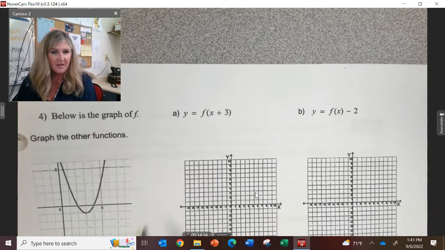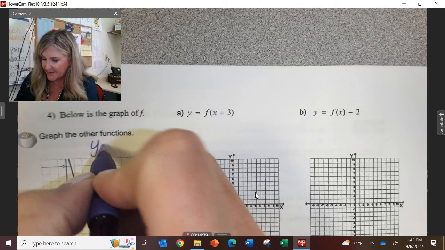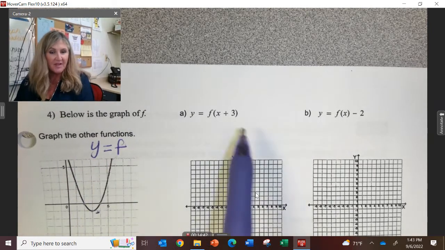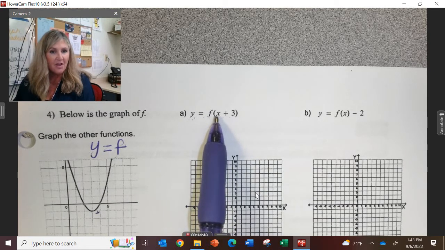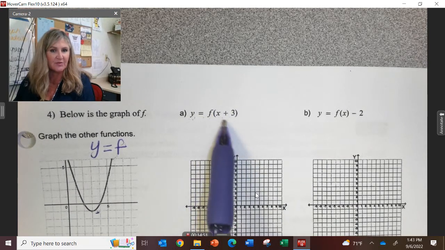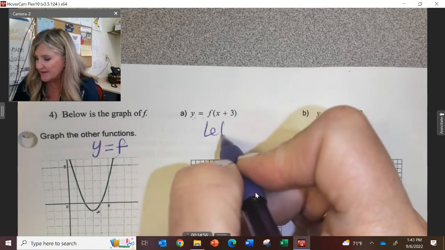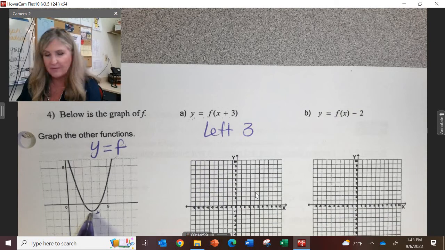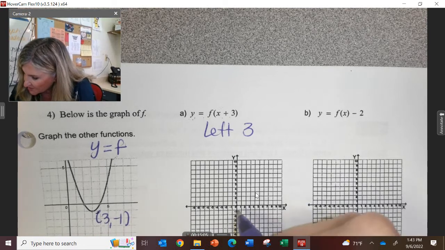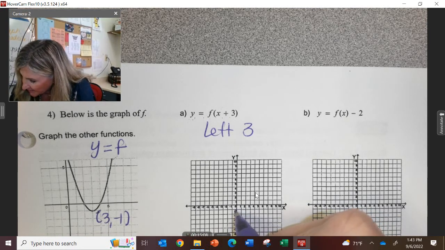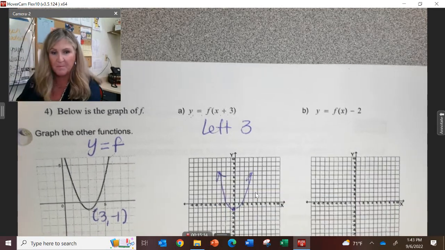Looking at this, if we're given a function, this is our regular function, y equals f of x. What if we now have the function y equals f of x plus 3? What does replacing x with x plus 3 do to the function? Shifts it left 3. Good. It's just a different notation. So all I would do is take that point to the left 3. Where is that now? It's at 3, -1. So now it would be at 0, -1. And it would be that same parabola shape. We're just doing kind of an estimate here.